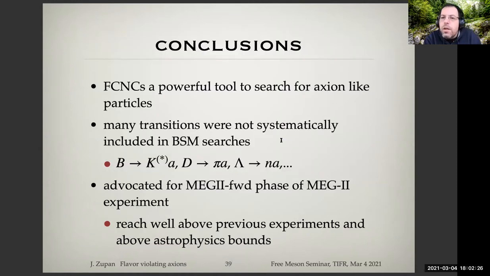All right, so I rushed a bit over the last three models, but I hope I conveyed that these FCNCs are really a powerful tool to search for axion-like particles. I covered a number of transitions. One thing that came out of this exercise is that quite a number of transitions were not really included in the experimental analysis, but can be quite powerful. So dedicated searches there can reap benefits. And I advocated for the MEG II forward phase of the MEG II experiment, where you can have a reach which is well above the previous experiments and above the astrophysics bounds.